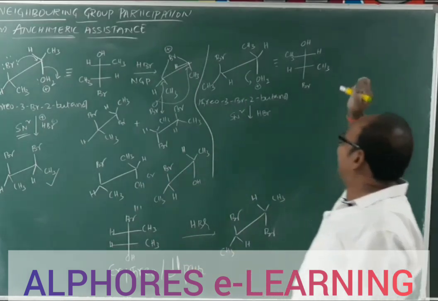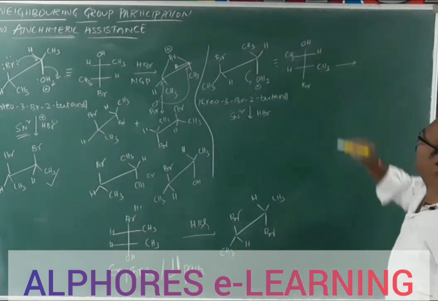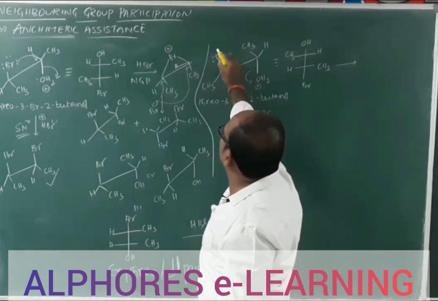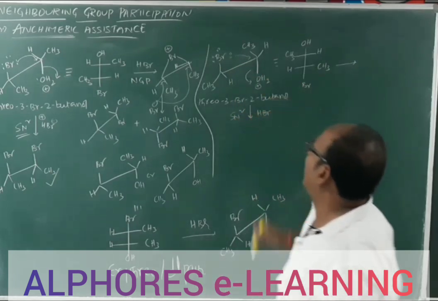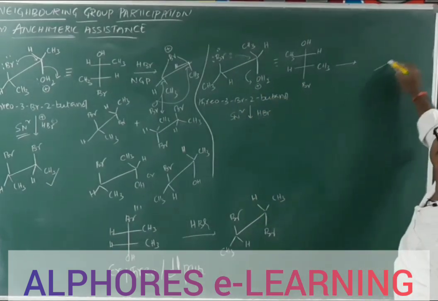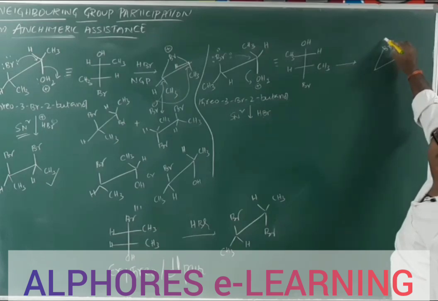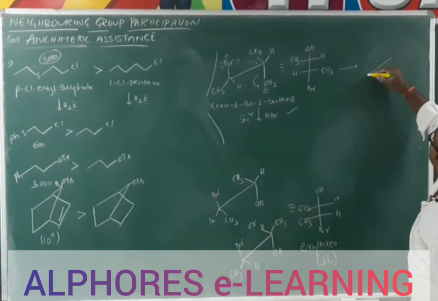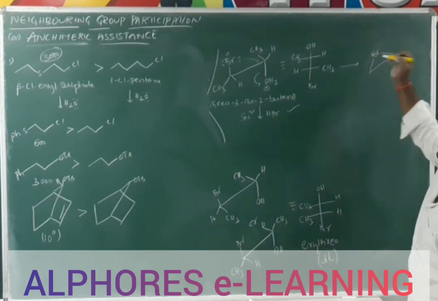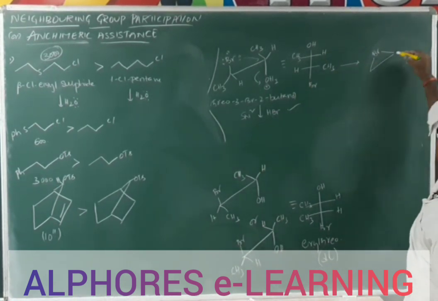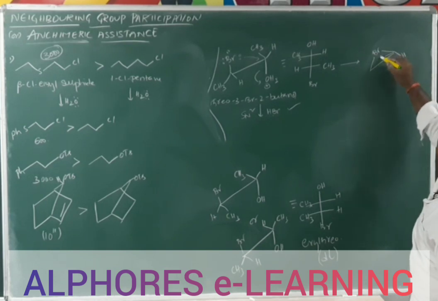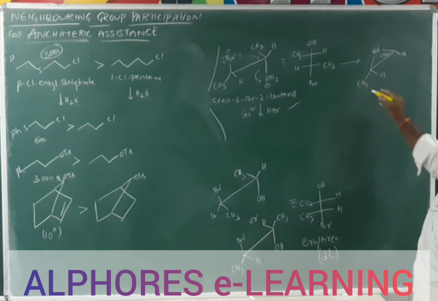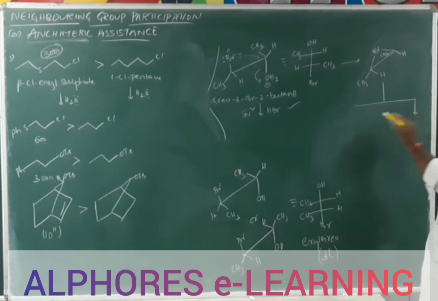But in the second case, if neighboring group participation is there, again this Br containing a lone pair of electrons is going to take part in the reaction and OH2 comes out. This Br exists as Br. So when Br acts as a neighboring group, its lone pair is donated to the next carbon. The resultant we get is H, CH3, and here H, CH3. It follows two paths here.